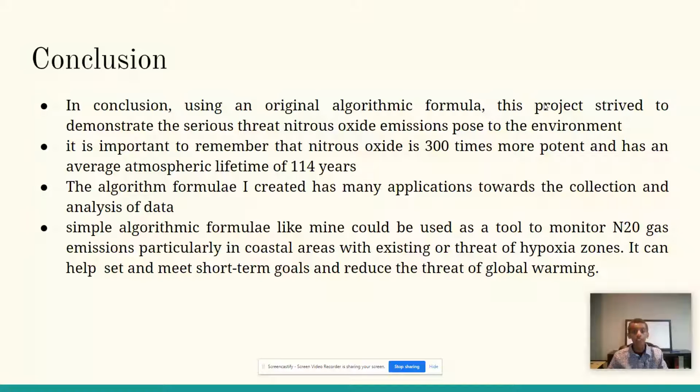In conclusion, using an original algorithmic formula, this project strived to demonstrate the serious threat nitrous oxide emissions pose to the environment, as well as the urgent need to mitigate nitrous oxide emissions and reduce ocean dead zone counts. Even though my predictive simulation showed that carbon dioxide is increasing at a faster rate than nitrous oxide, it is important to remember that nitrous oxide is 300 times more potent and has an average atmospheric lifetime of 114 years. As shown by the second simulation, hypoxic zones have increased by 7% annually, and nitrous oxide will start to increase at a faster rate and may eventually outpace CO2 emissions in the future.